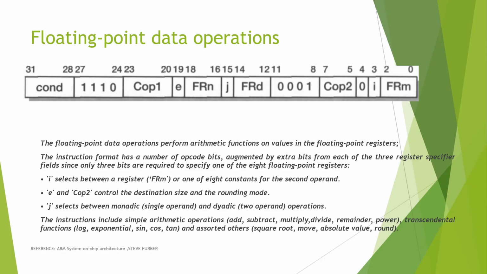Now coming to the floating point data operations. Floating point data operations perform the arithmetic functions on values in the floating point registers. അപ്പോൾ ഇവിടെ we have the instruction format for these data operations. We have the instruction format that has a number of opcode bits that are augmented by extra bits. These extra bits are from the 3 register specifier fields.